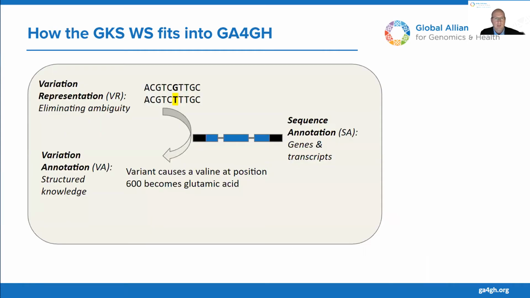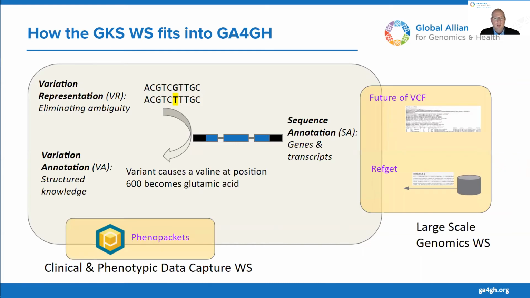The GKS has three subgroups working in parallel. Variation representation focuses on developing unambiguous and computable representations of variation. Variation annotation concentrates on developing methods to represent structured knowledge related to variation. Sequence annotation is our newest initiative, and will work on defining structures to support annotations on sequences. These three efforts are being developed as building blocks that can be used as part of other projects, thereby representing common components across the GA4GH ecosystem.